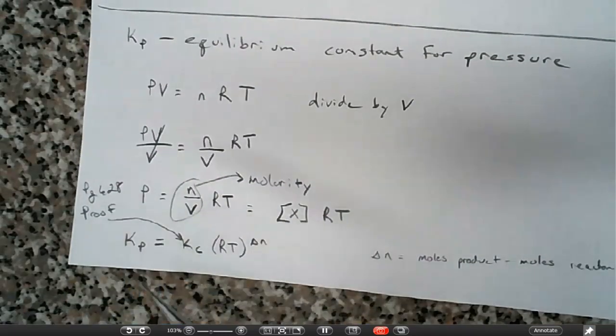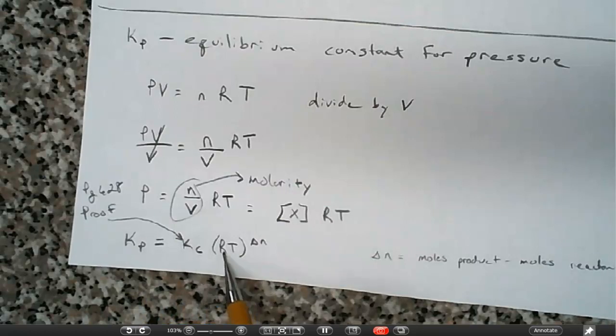So on page 628, it goes through this proof, but right now I'm just going to ask you to trust me on this, because what it does is it takes this Kc value, so if you can imagine the products over reactants, that's what goes on here, and that's what's generated from this particular reaction. You can go through it. But it ends up here with this Kp, and here's the relationship between Kc and Kp.